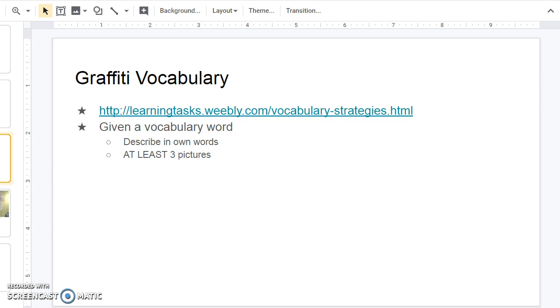Basically, kids just make a graffiti poster. They are given a vocabulary word. I think you could use phrases, and then they describe it in their own words, and there has to be at least 3 pictures. Obviously you can change the rules and gear it towards what you want a little bit more, but that's basically the premise of it.